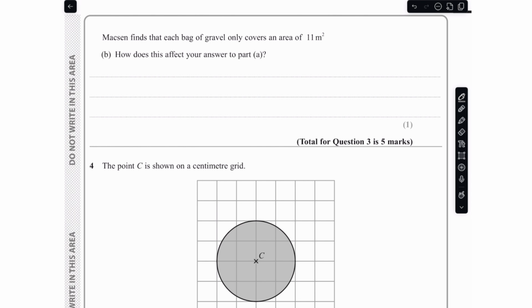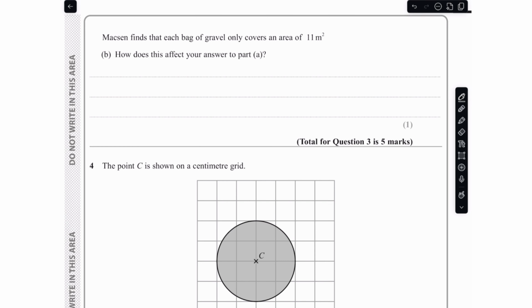In the final part of this question, we are told that Maxon finds that each bag of gravel only covers an area of 11 meters squared. How does this affect your answer to part A? So you would remember from the previous part that each bag of gravel covers an area of 12.5 meters squared, and in this part, each bag of gravel covers an area of 11 meters squared.